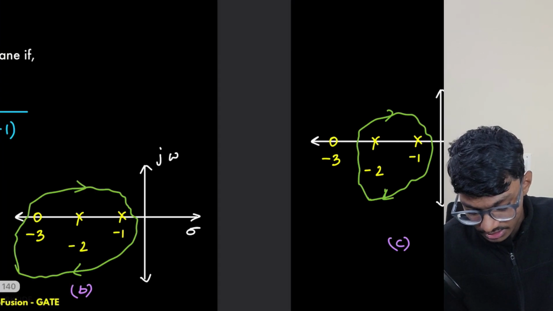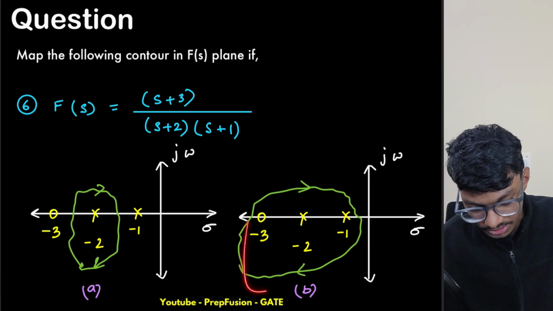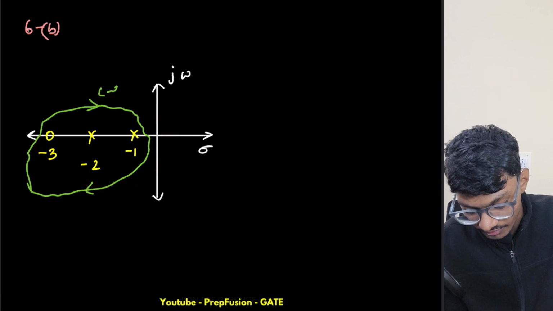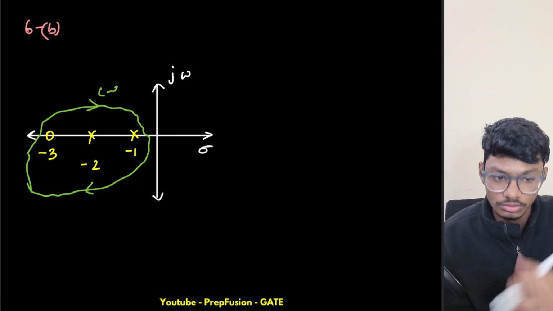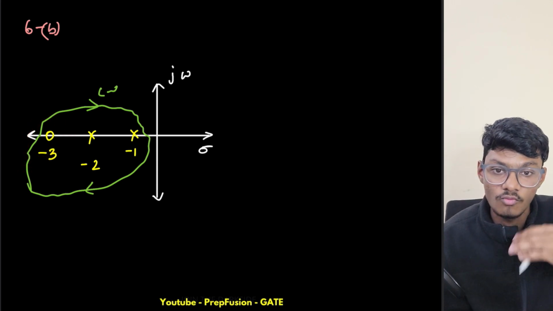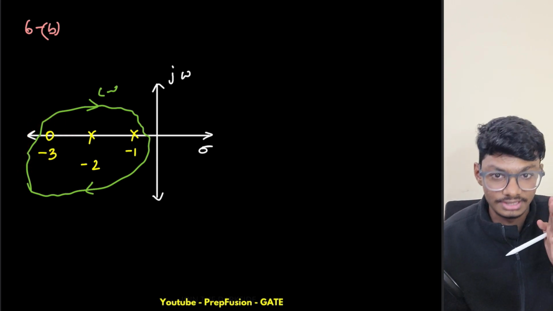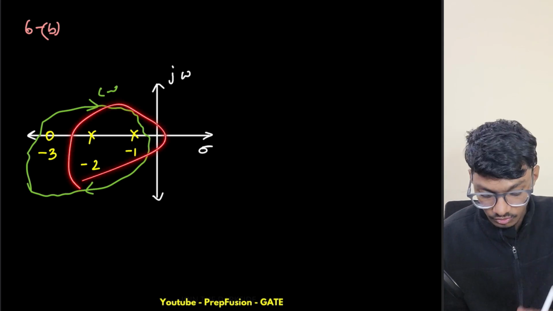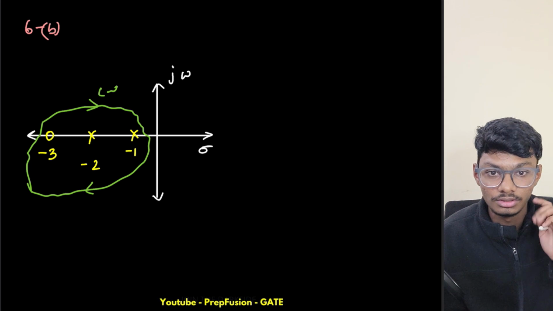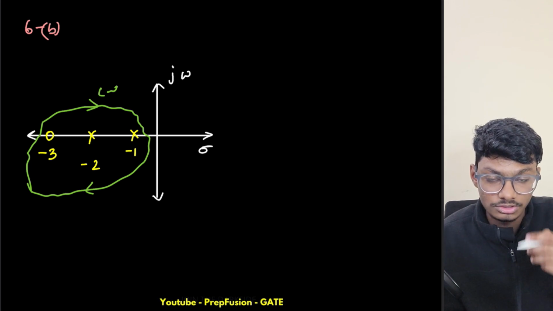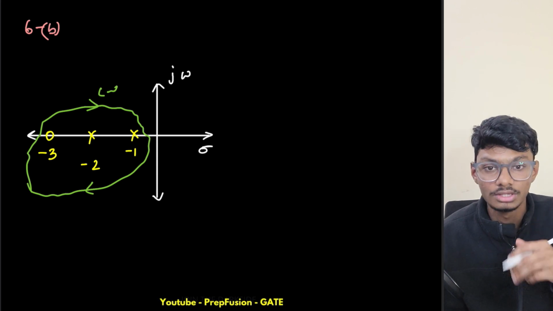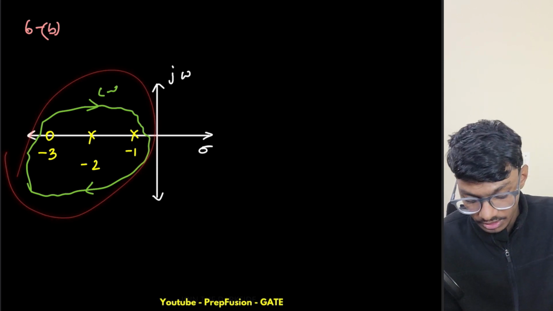6B. Again this time I have all three inside. If I have all three inside, how many poles do I have? I have 2 poles and 1 zero. So overall, what will be my encirclement? Overall my encirclement will be 1, where n equals p minus z, so n equals 2 minus 1, which is 1. And it is in the opposite direction of my previous contour.